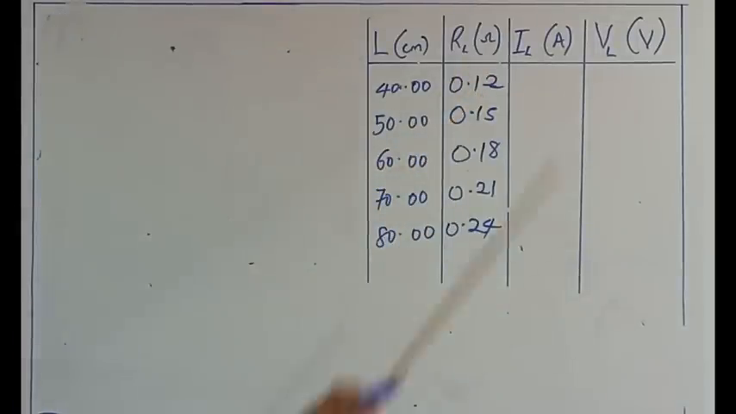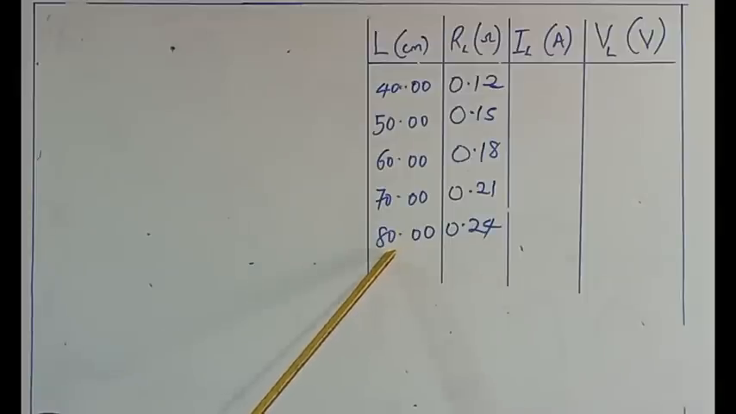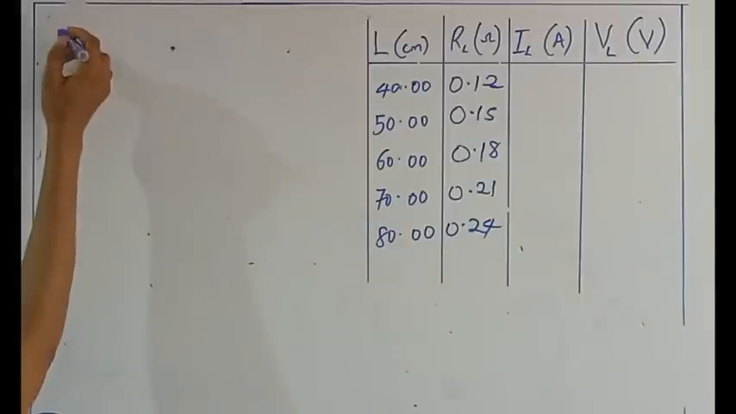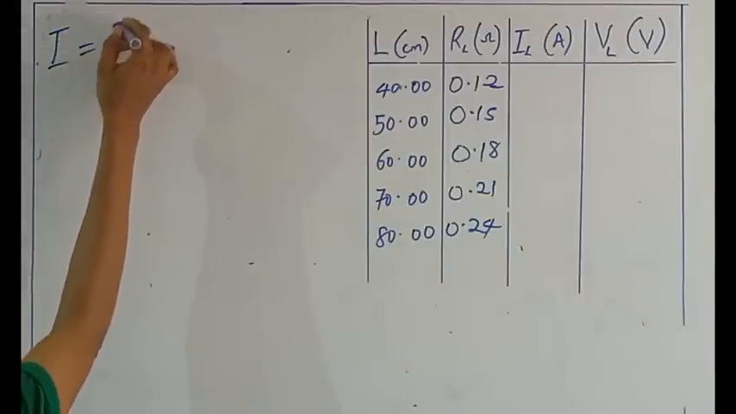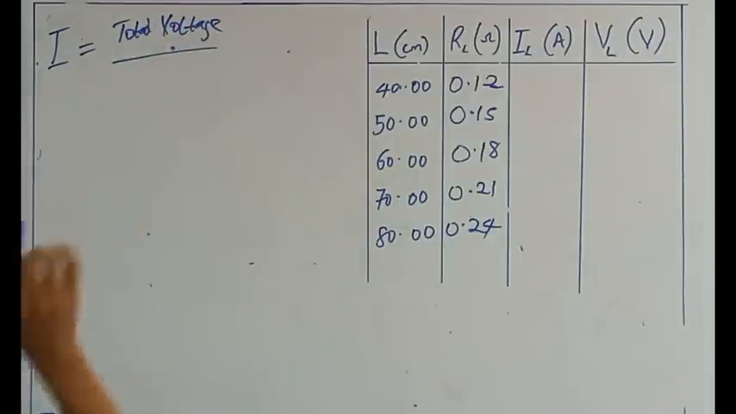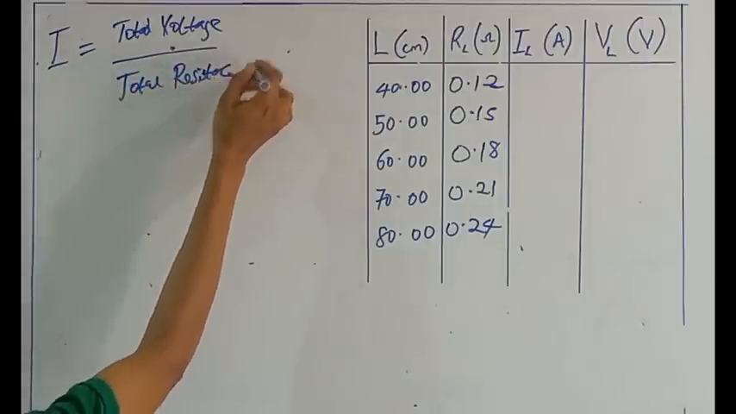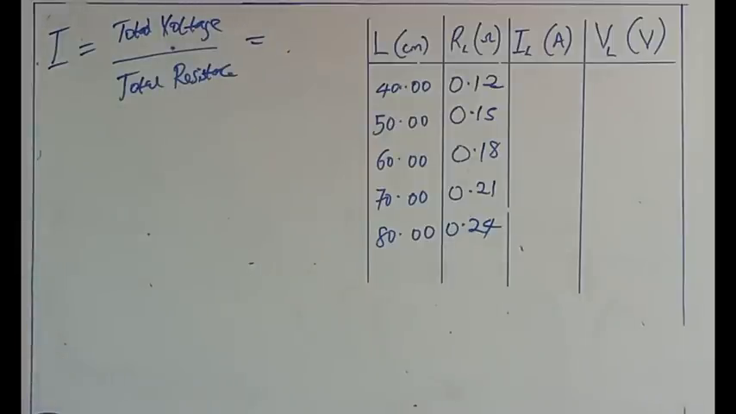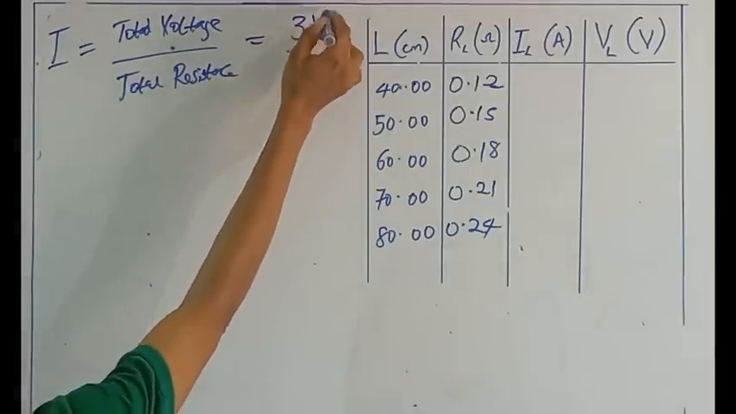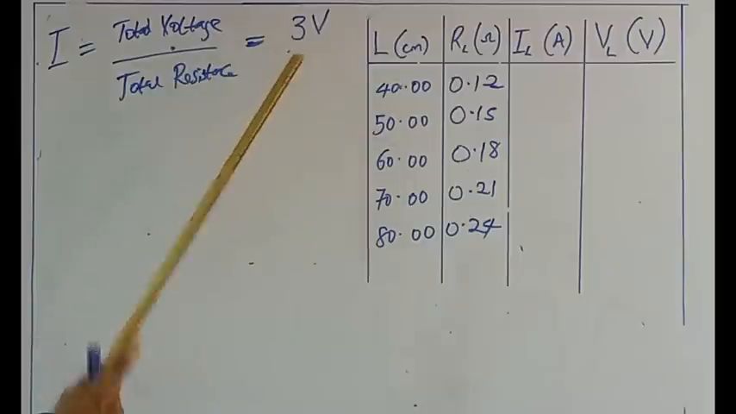For us to fill up the current for each length 40, 50, 60, 70, 80, in this case, we are considering that the current is equal to total voltage over the total resistance. Then we'll take the total voltage. Remember, we are using 3 volts. You can use 2.95. It depends on the reading instrument of the voltmeter you used initially. But we'll use 3 volts.